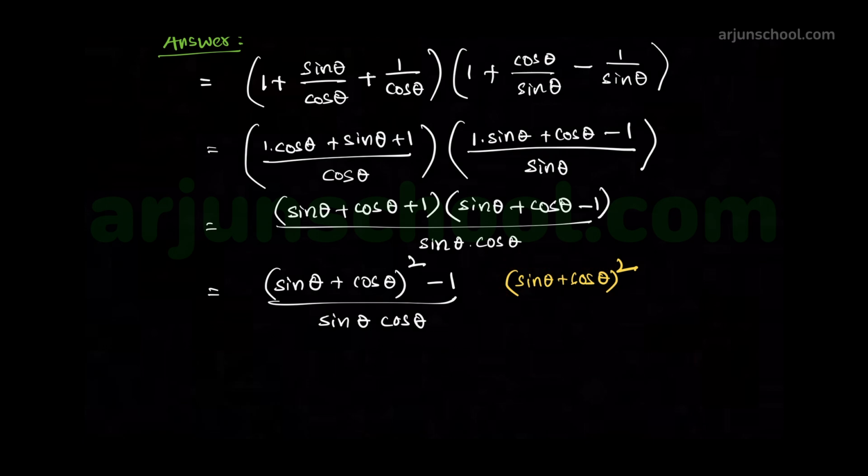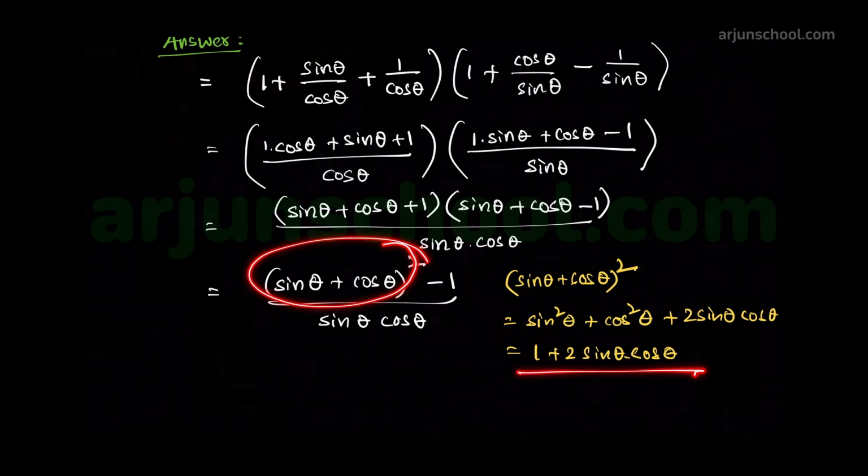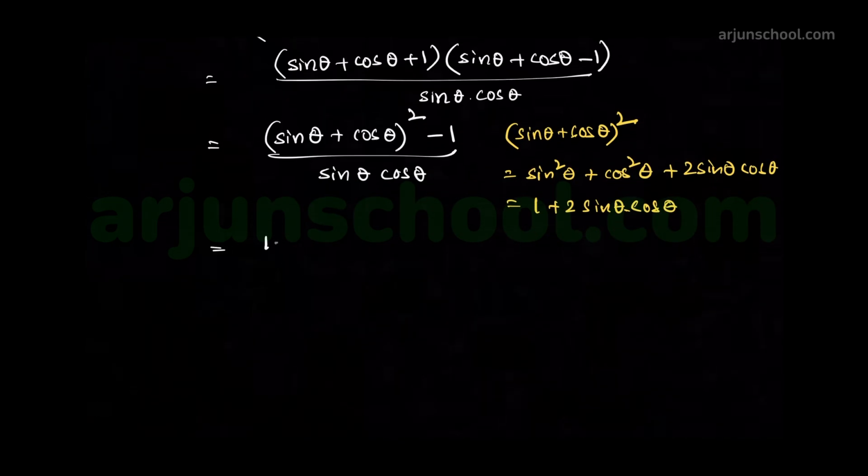So sin theta plus cos theta whole square is equal to sin square theta plus cos square theta plus 2 sin theta cos theta. Sin square theta plus cos square theta can be written as 1. So it becomes 1 plus 2 sin theta cos theta. So we can write sin theta plus cos theta whole square as 1 plus 2 sin theta cos theta. Therefore it becomes 1 plus 2 sin theta cos theta minus 1 divided by sin theta cos theta.